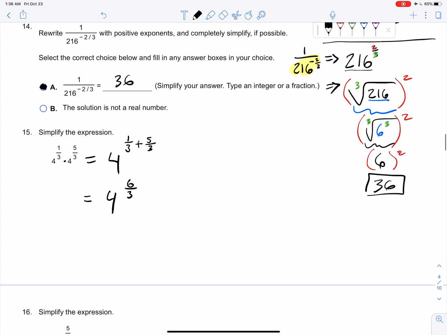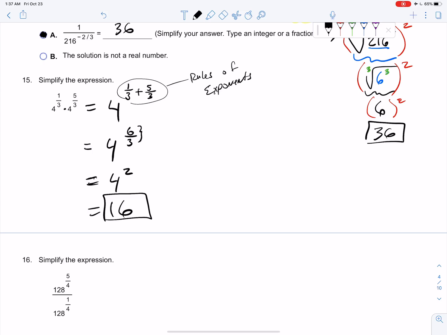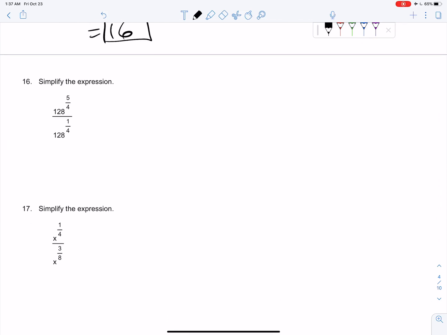Even though they're rational, even though they're exponents, fractions still reduce. What does 6/3 reduce down to? 2. Hey, this is looking sweet. 4 to the second power is just 16. So that problem really turned out pretty nice. And we used rules of exponents to simplify that. That's our theme for the next page or so.